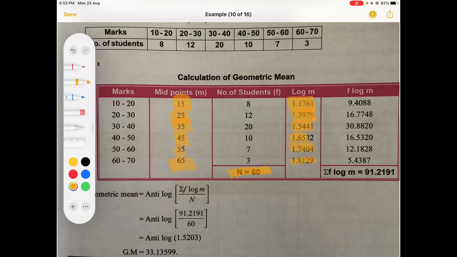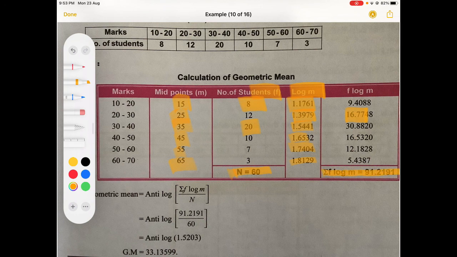Once I found the log values, it's very simple. Multiply the frequency with each respective log value. So 8 into 1.176 is 9.408. 12 into 1.397 is 16.774. And so on. So multiply each frequency value with the log m value. And that gives me the total f into log m value of 91.2191.